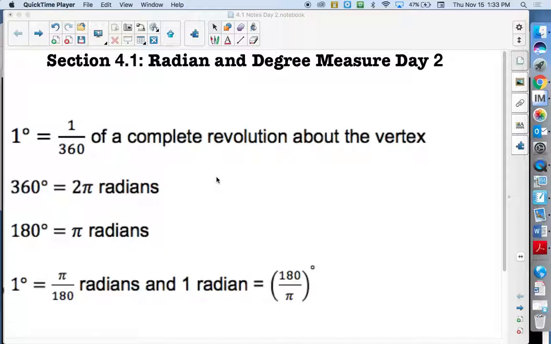So the top part of this page is talking about 1 degree and how 1 degree is really 1/360th of a complete revolution about the vertex of a circle, which makes sense because if a circle has 360 degrees, one of those 360 degrees would be 1/360th. So the reason we need to think about that is because to try and think about converting from a degree to a radian, we need to remember that the 360 degrees creates a circle.